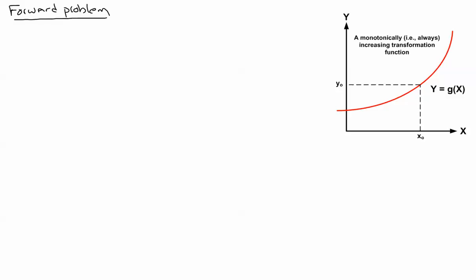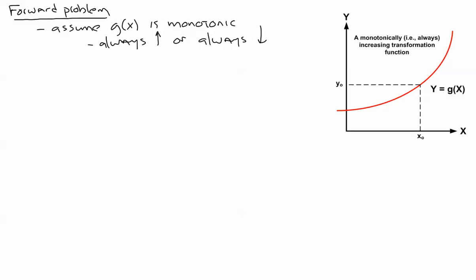The first thing I'm going to do is assume that g of x is monotonic. Monotonic, meaning that it's always increasing or always decreasing. In the upper right-hand corner of the screen, I'm showing you a monotonically increasing function. We'll look at a monotonically decreasing function in just a few minutes.